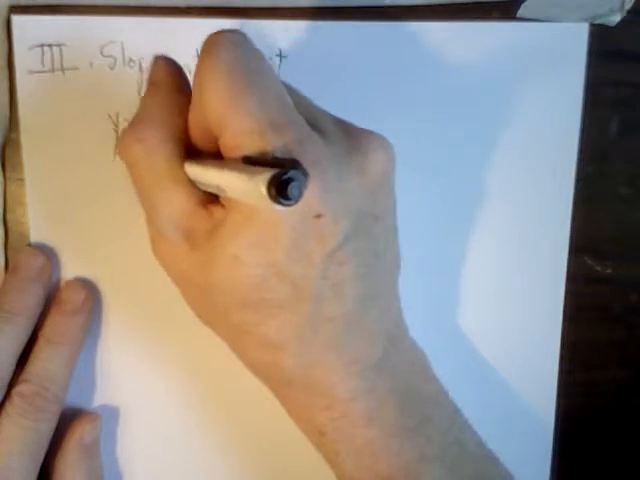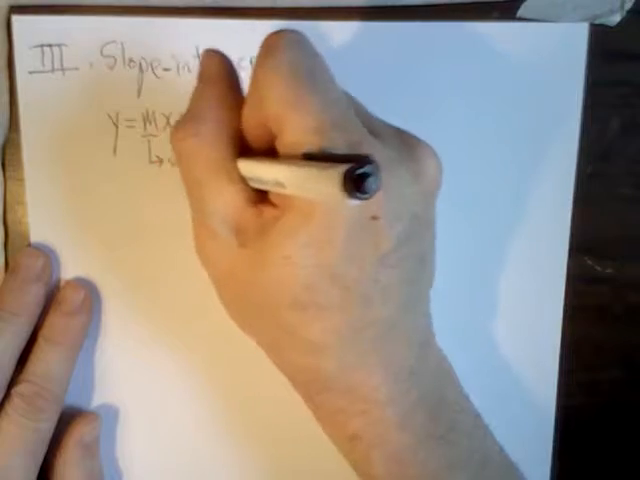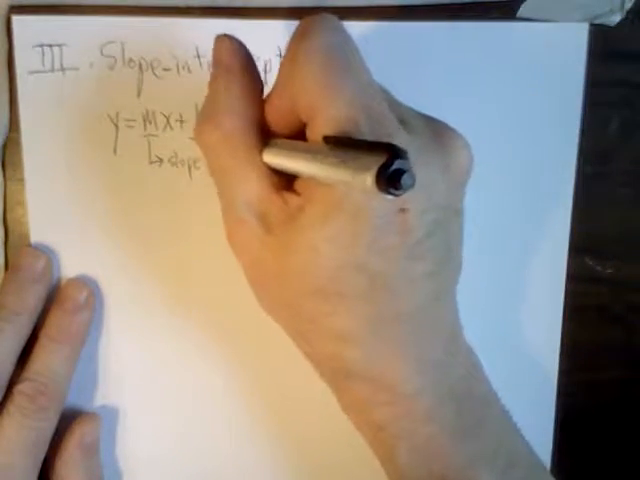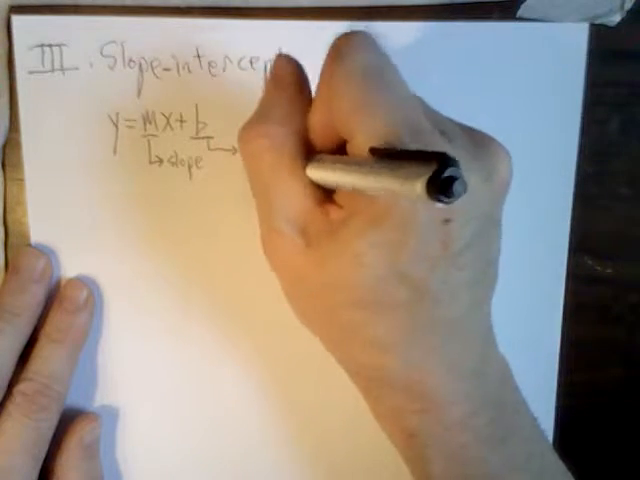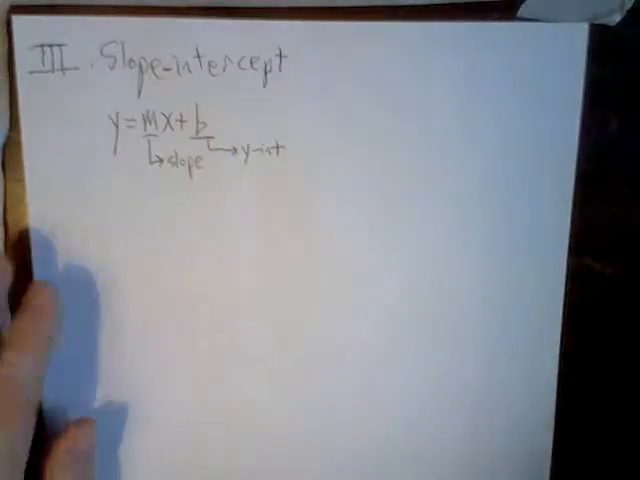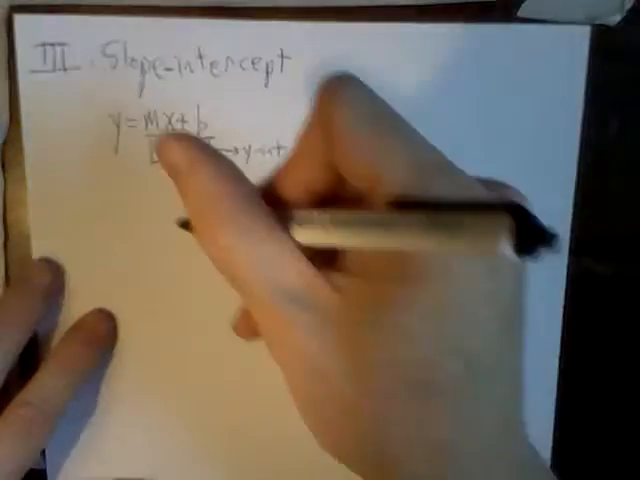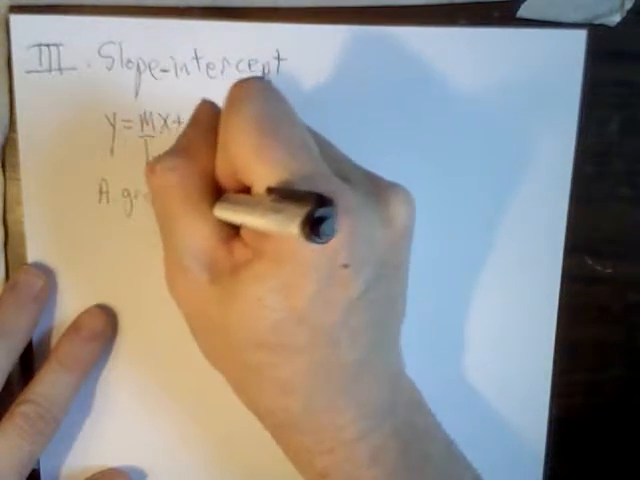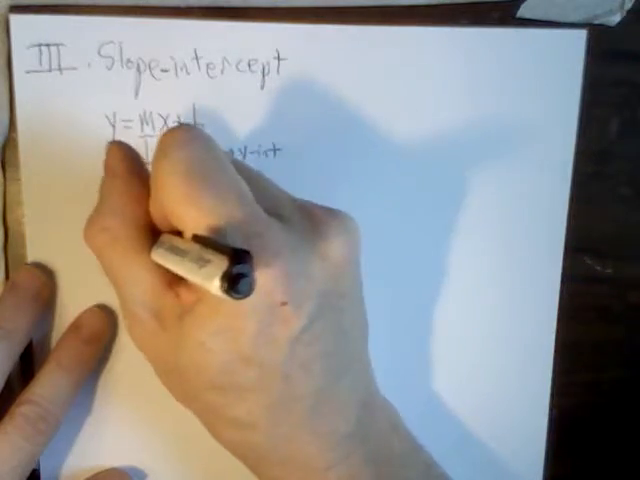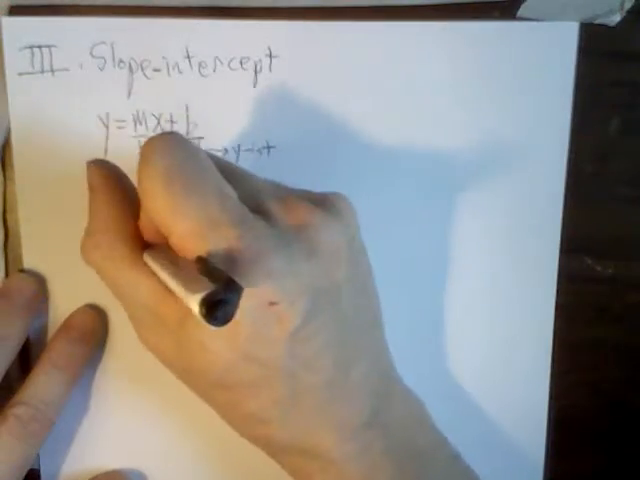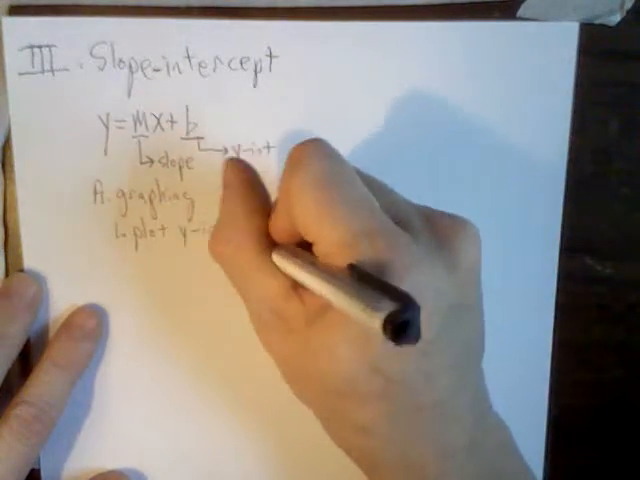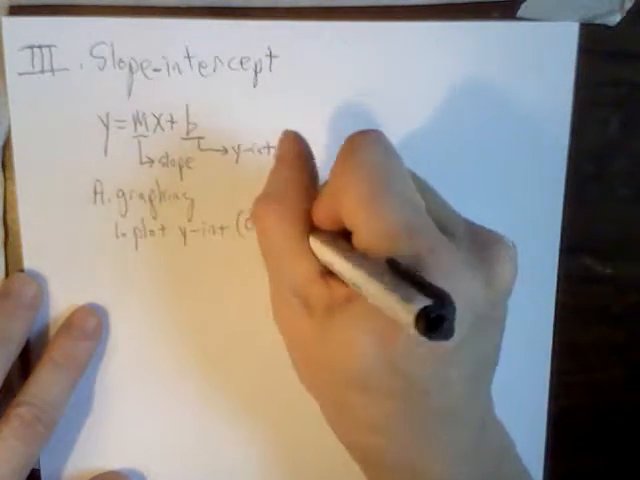M is the slope, so whatever is sitting in front of x is the slope, and then b is going to be your y-intercept. Okay. And let's take a look. So part A, we're talking about graphing these things. What you're going to do is first plot the y-intercept, and that'll be at the point 0, b.